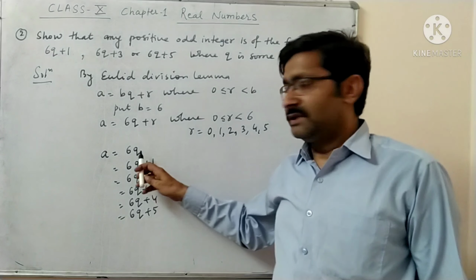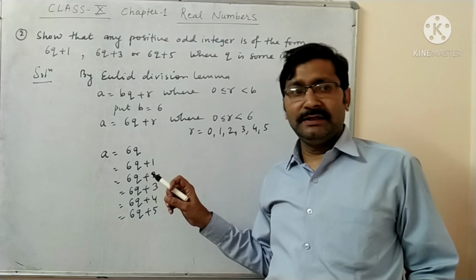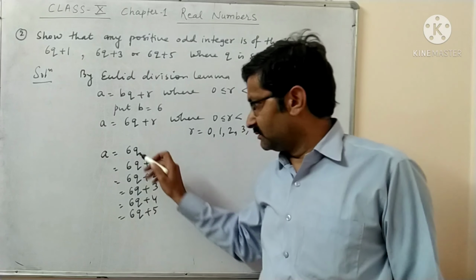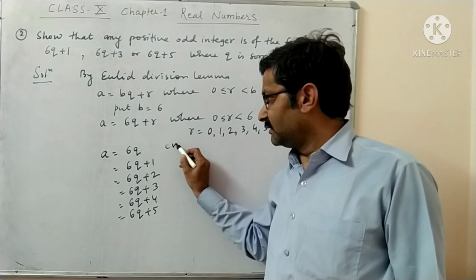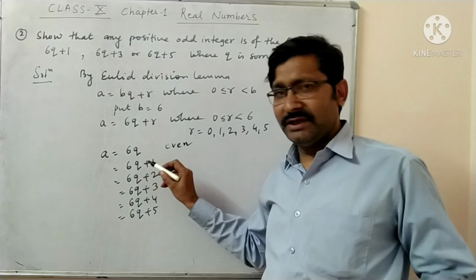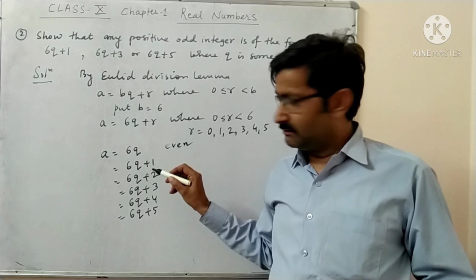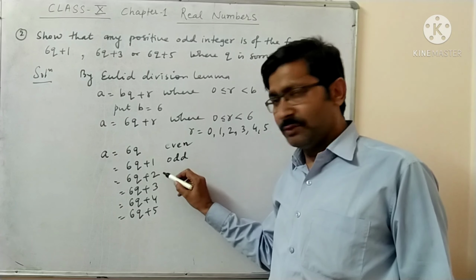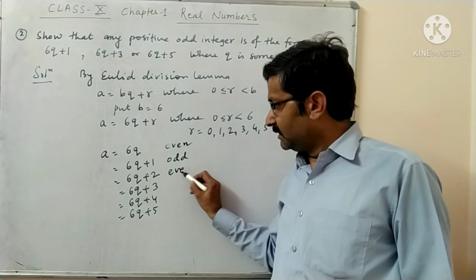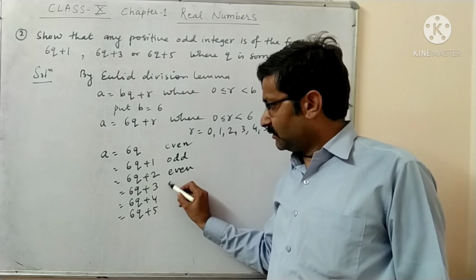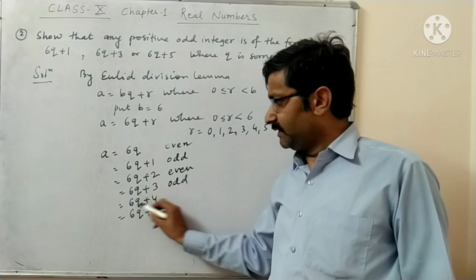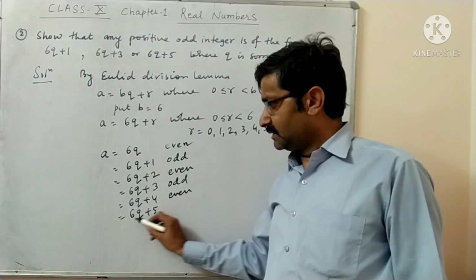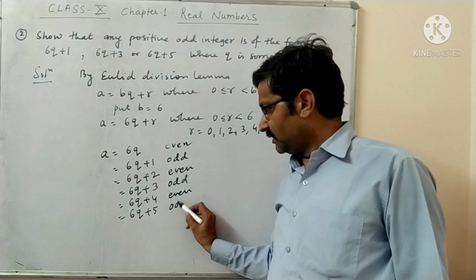6 is an even number, and if any number is a multiple of an even number, it is an even number. So 6q is an even number. If we add 1 to the even number, again it is an odd number, and adding one more we get an even number. Here 6q + 3 is an odd number. And 6q + 2 and 6q + 4 are both divisible by 2, so they are even numbers, and 6q + 5 is an odd number.